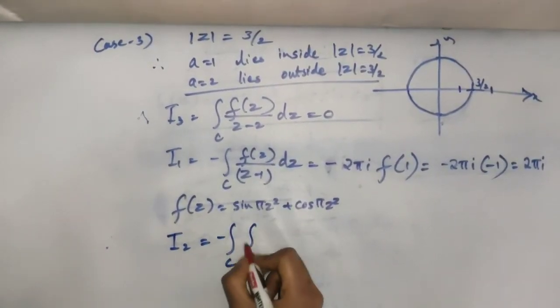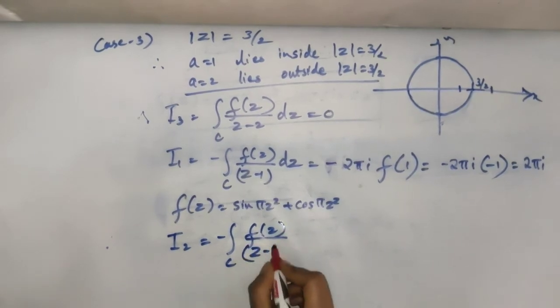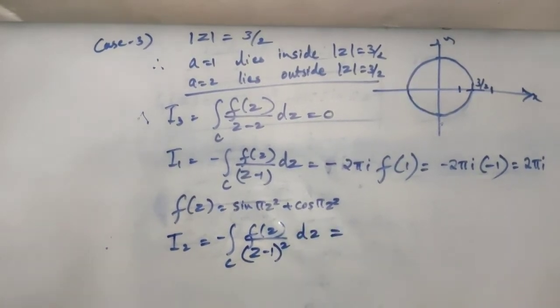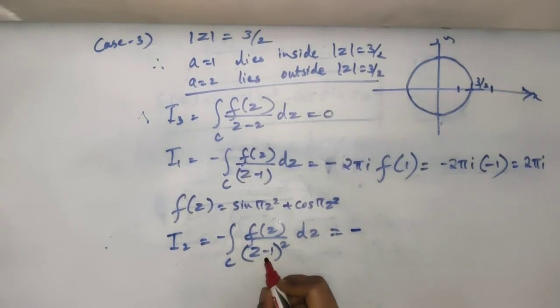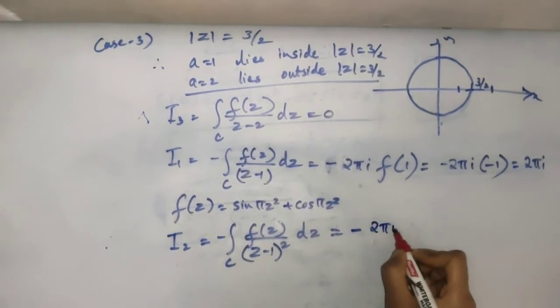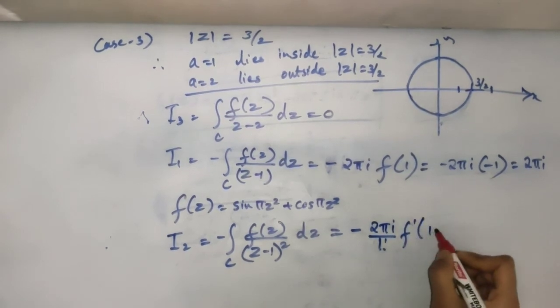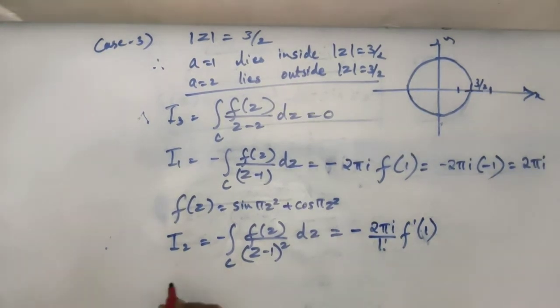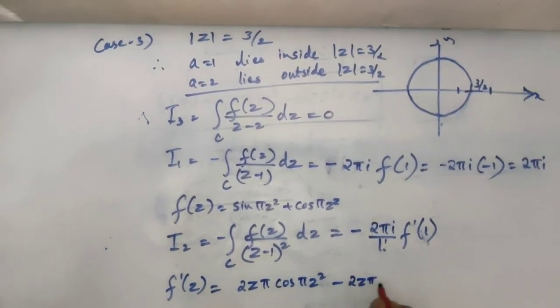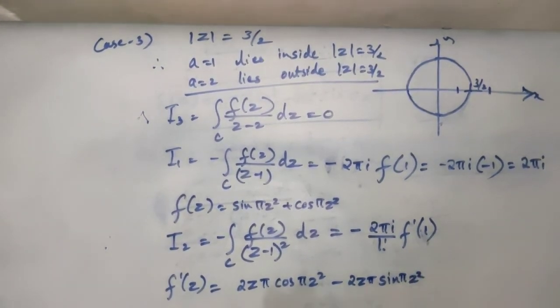Look at that. Okay. Similarly, let's work for I2. The integral over the curve C with negative sign, f of z divided by z minus 1 whole square dz, you are having. According to Cauchy's generalized integral formula, a is equal to 1 whereas n is equal to 1. So it is 2 pi i divided by 1 factorial into f dash of 1. What is f dash of 1? Previously also we have solved. f dash we had got to be 2z pi cos pi z square minus 2z pi sin pi z square. Is it not? When you put z is equal to 1 over here, what do you get?